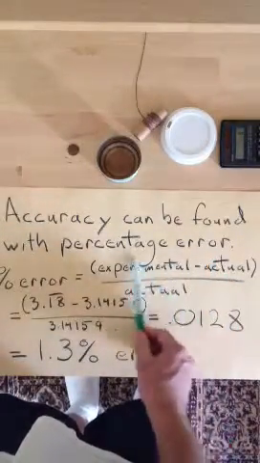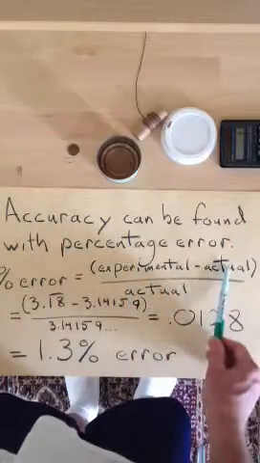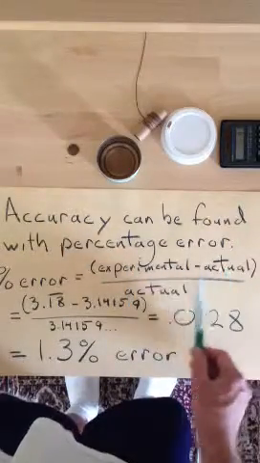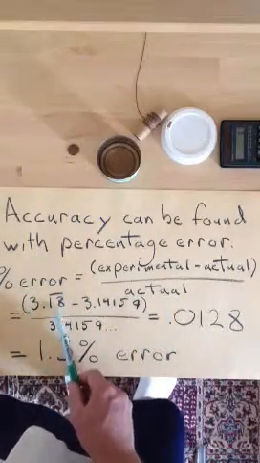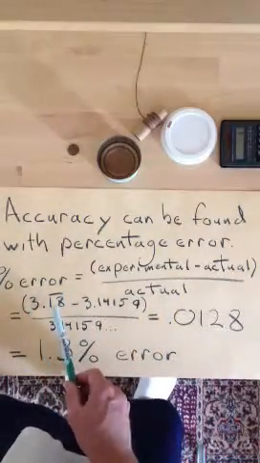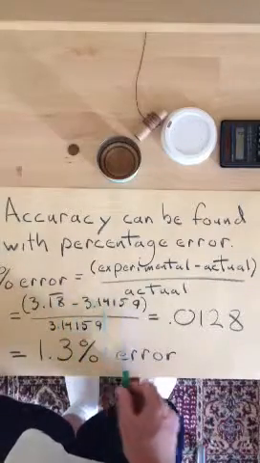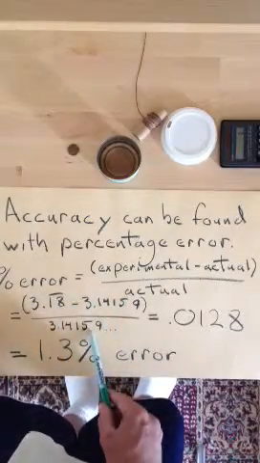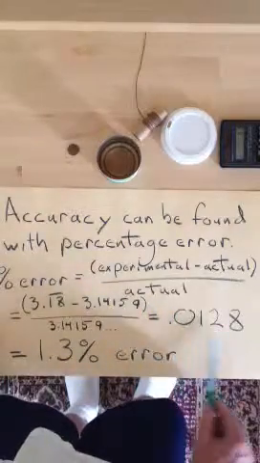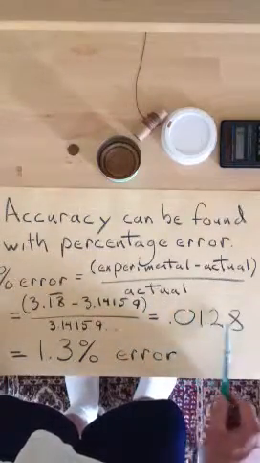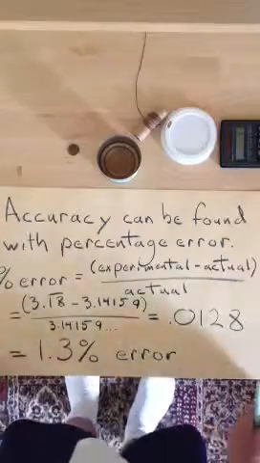All you do is take the experimental value, subtract the actual value, and then divide by the actual, or the accepted value. So I just calculated 3.18 to be my version of pi. This is the correct pi, and then you divide by the correct pi. And the ratio, that is the difference divided by the correct pi, is 0.0128, or 1.3% error.